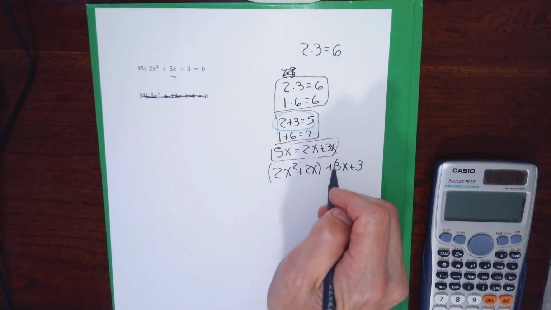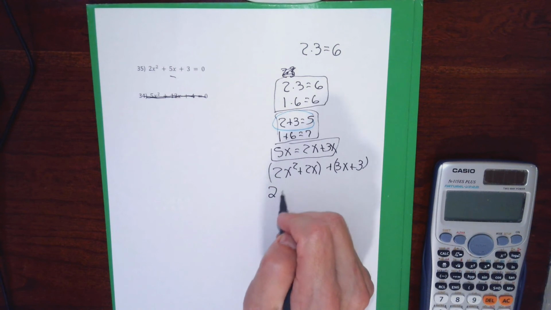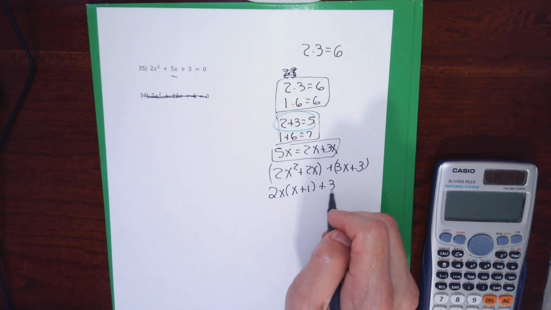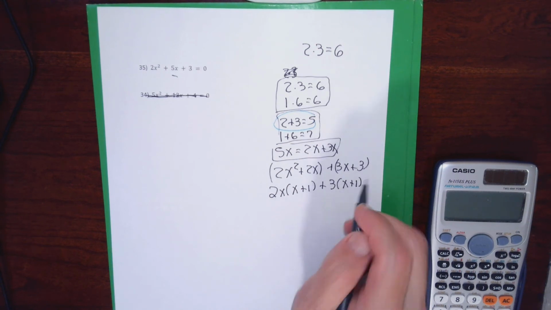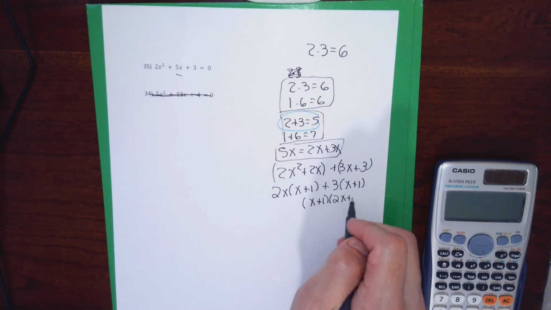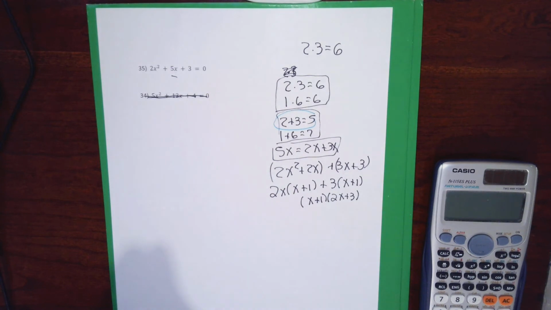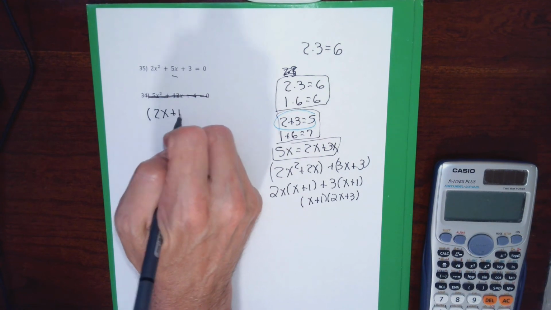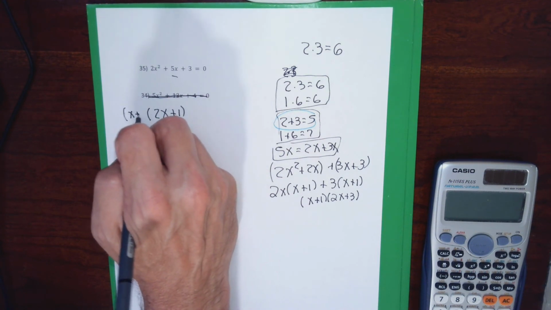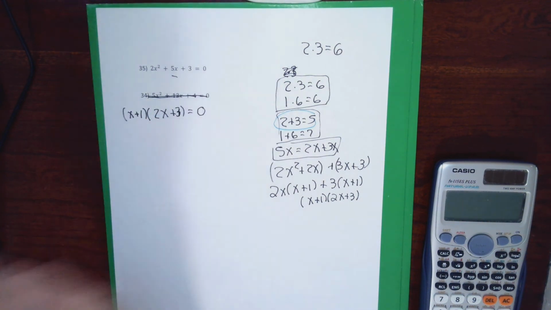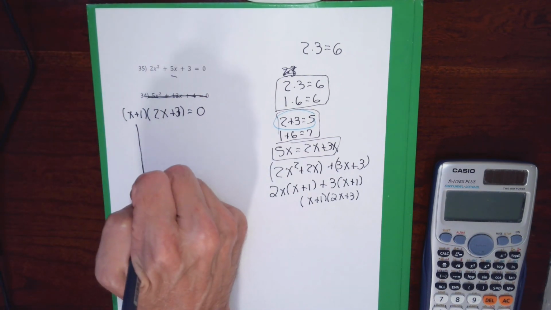Introduce parentheses. First one, factor out a 2x. Second parentheses, factor out a 3. Then write the common parentheses, followed by what's in front of the common parentheses. So now I can go back and get my answers. So back in line with my problem, on the left-hand side, I put the factors of x plus 1 and 2x plus 3. The x plus 1 gives an answer of negative 1.